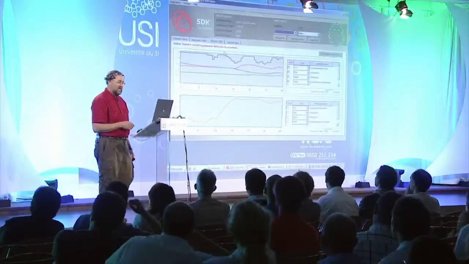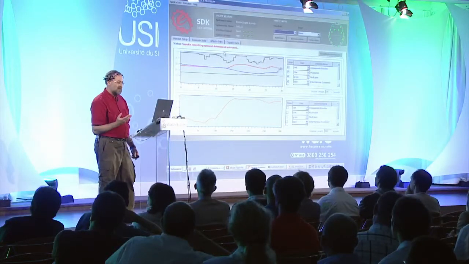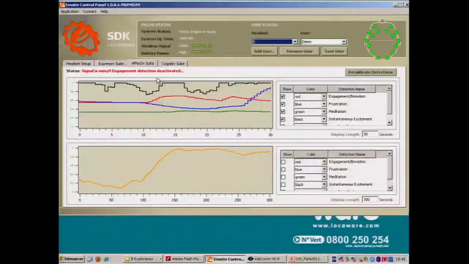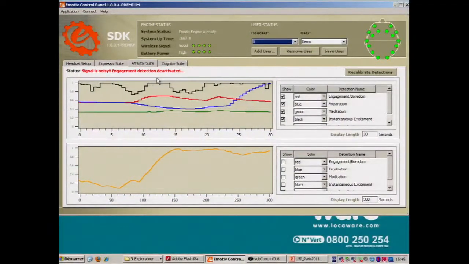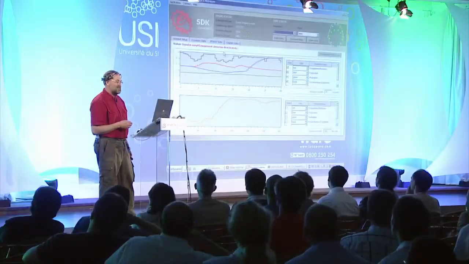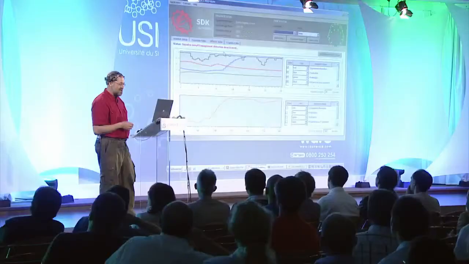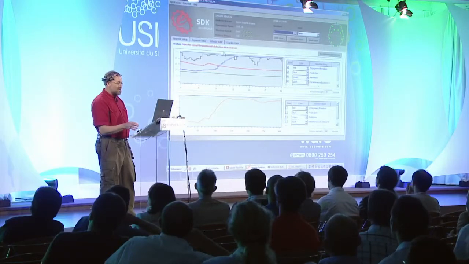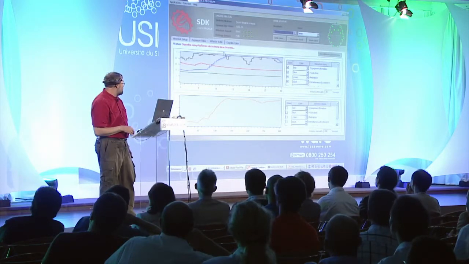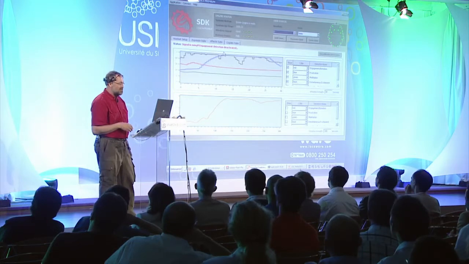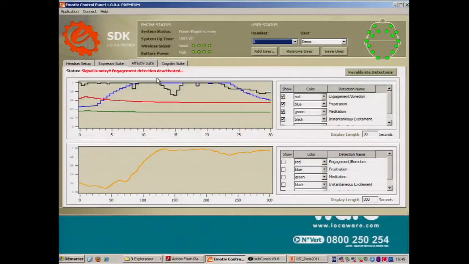Okay, this is the embarrassing part. This is where I actually show you how I'm feeling. So the black curve up here is showing my live excitement level. The blue curve is my frustration level. The red curve is showing how engaged or active I am in thinking about things, so I'm pretty chilled out. The green curve is my meditation level. The orange curve down the bottom is actually my long-term excitement level, so I'm pretty well hyped up about this talk.